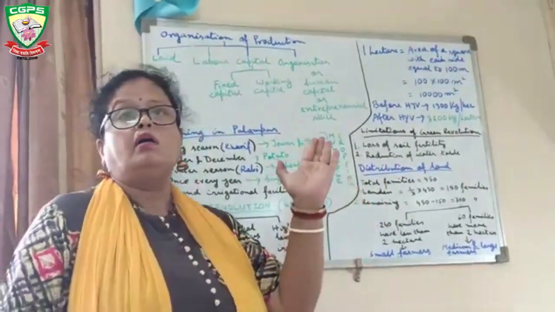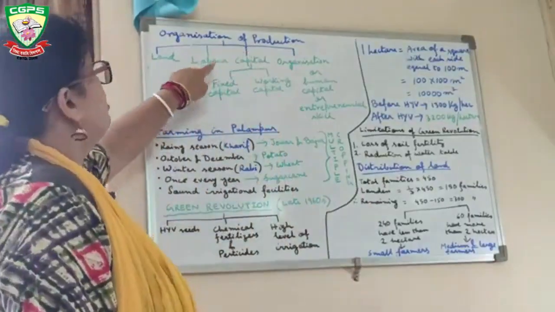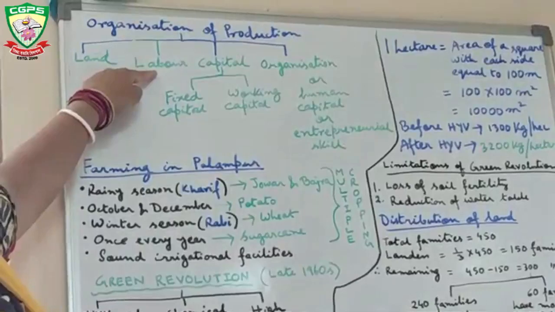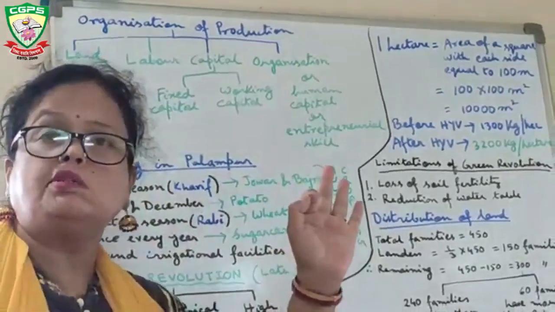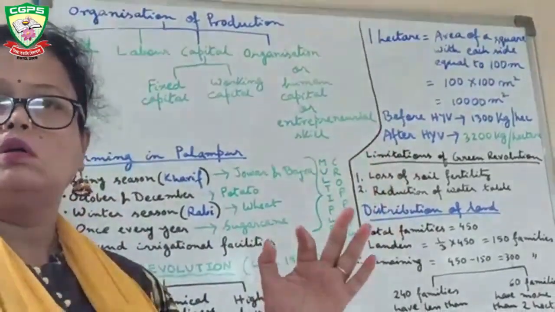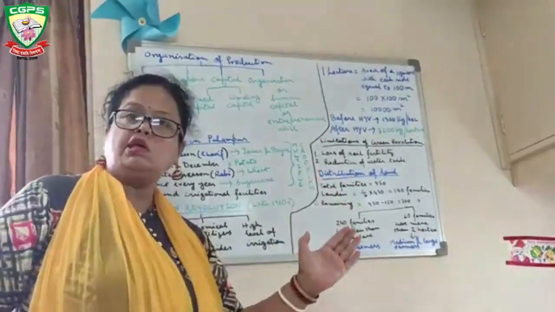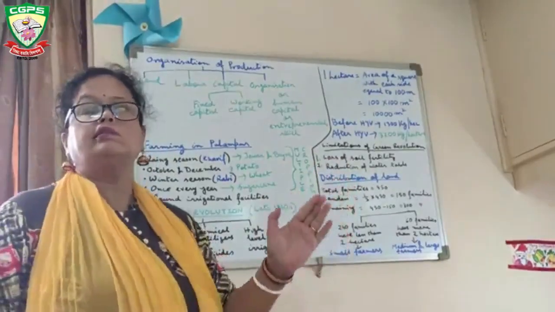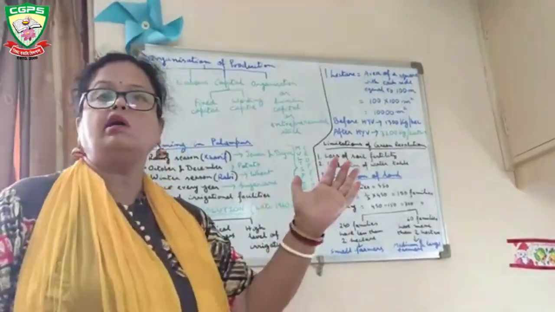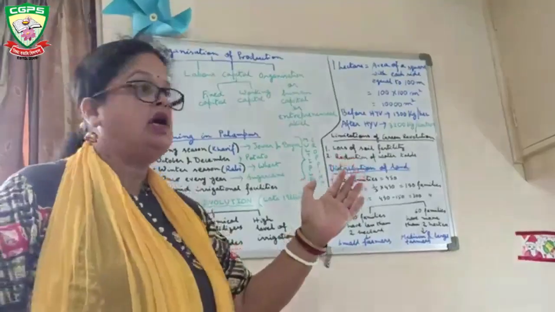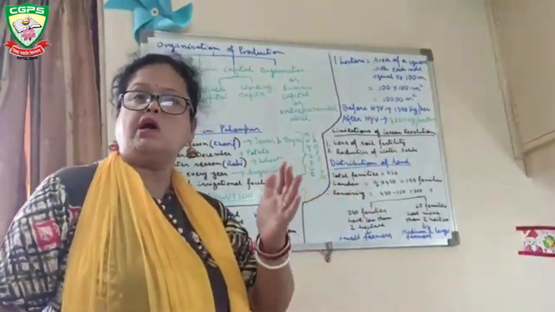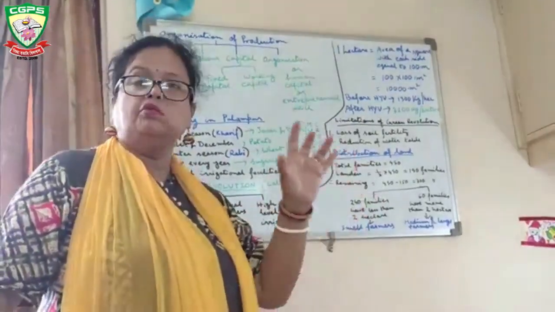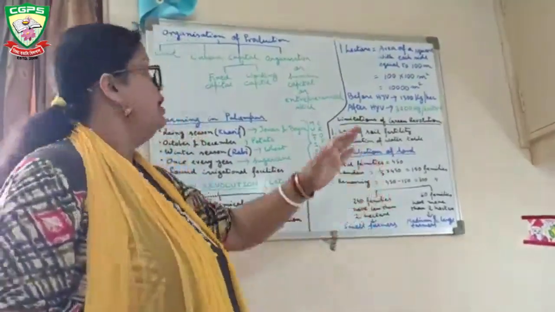Now, the second factor of production is labor. Labor is those persons who work for you. Be it industry, be it agriculture, there must be labor who are working. That means those who work in farming are farm labor. Those who work in industry, in factories, are industrial labor. Labor means the person who is doing the work.